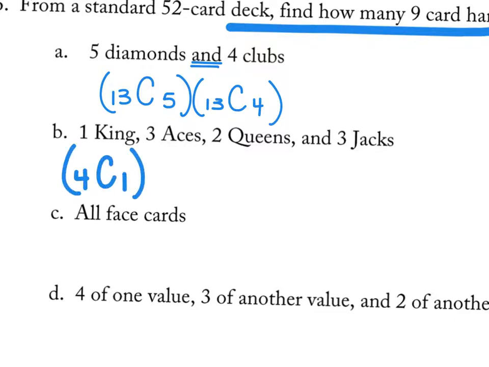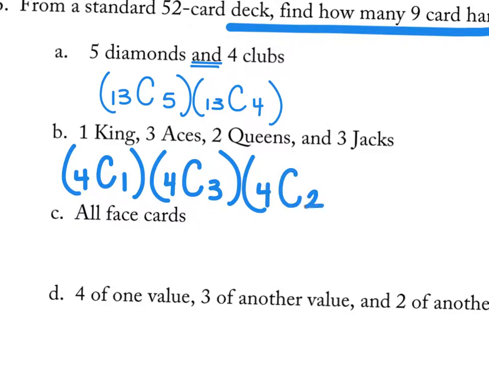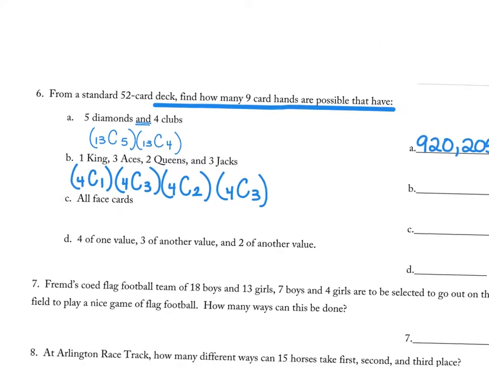Now 3 aces. So there's 4 aces in the deck, and I'm choosing 3. 2 queens. There's 4 queens in the deck. I'm choosing 2. 3 jacks. There are 4 jacks. I'm choosing 3. All right. Throw that into your calculator. See what you get.